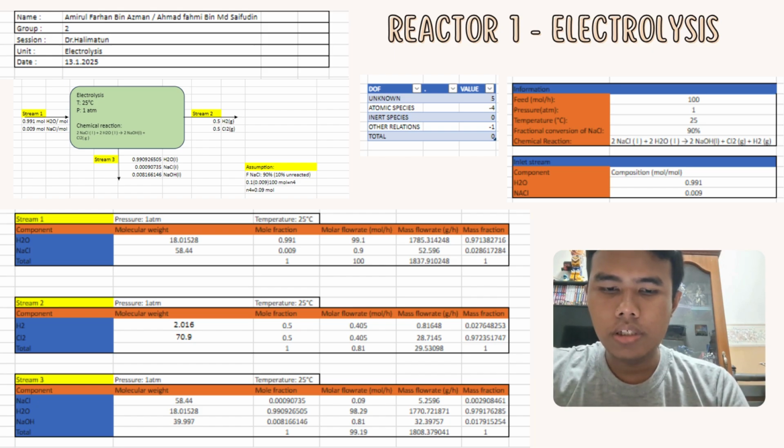As for stream 3, the total molar flow rate is 99.19, which is comprised of sodium chloride with a molar flow rate of 0.09, water with a molar flow rate of 98.29, and sodium hydroxide with a molar flow rate of 0.81.